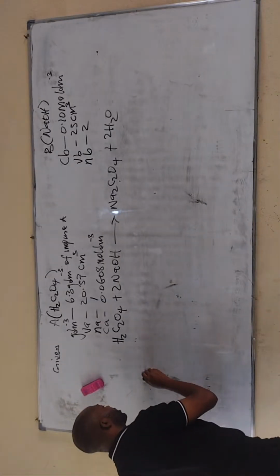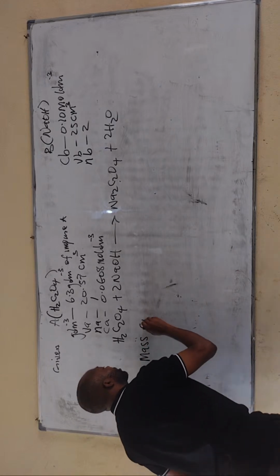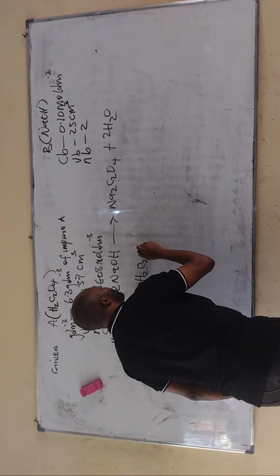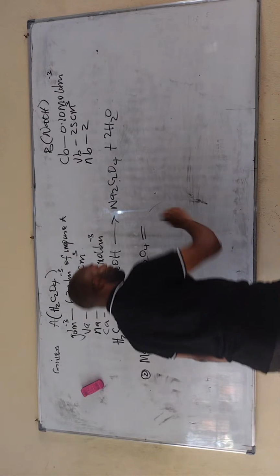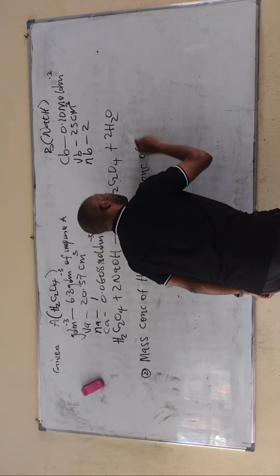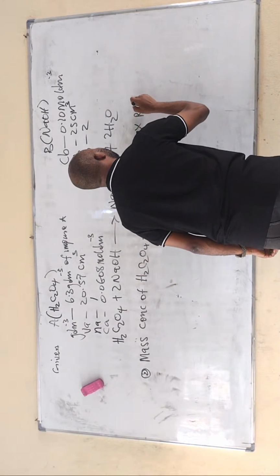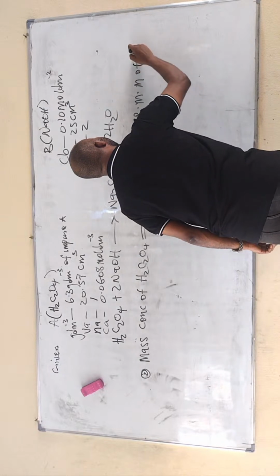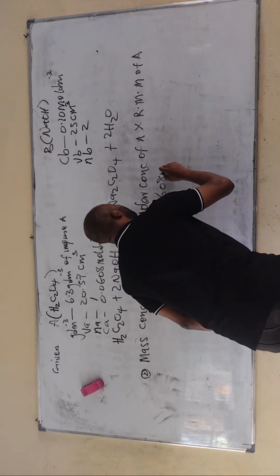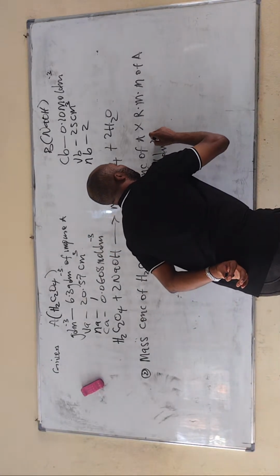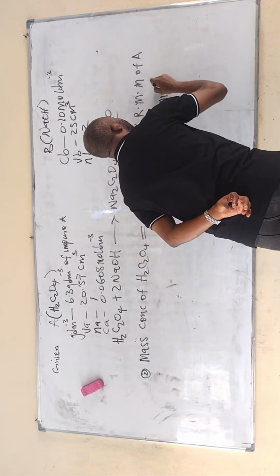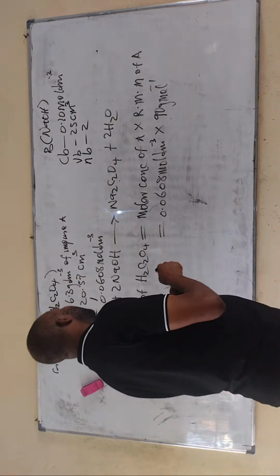Second question, mass con of H2C2O4 is equal to molar con of A times relative molecular mass of A. The molar con is 0.0608 mole per dm cube times the relative molecular mass, which should be 90 g per mole. We're going to find out how. So let's find out how it is 90.